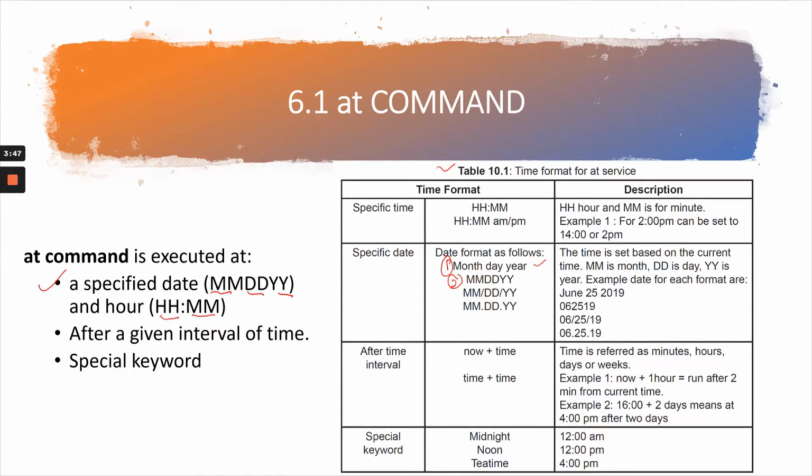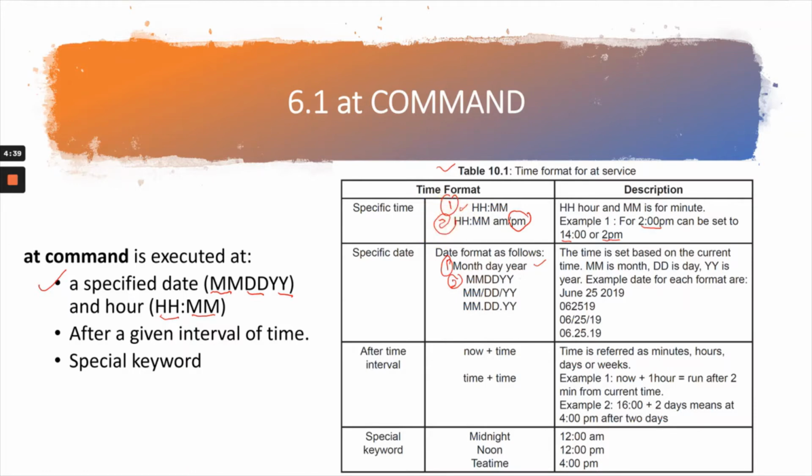For the time, there are two formats: if you are using the 12-hour format or the 24-hour format. If you are using the 24-hour format like this, it starts from 0 for 12 midnight, or 12 in the morning, until 23 for 11 p.m. For example, for 2 p.m. you can set it to 14 hours, or 2 p.m. So you can either choose AM or PM. This is the first format, and this is the second format.